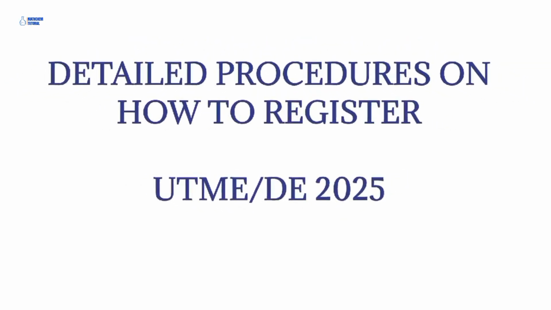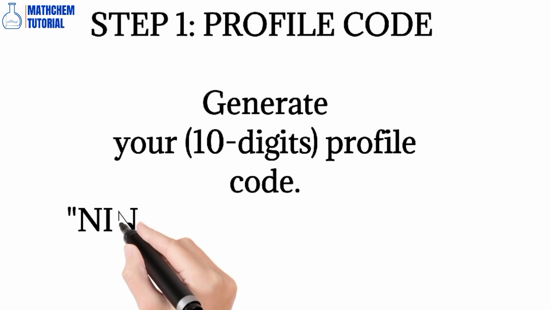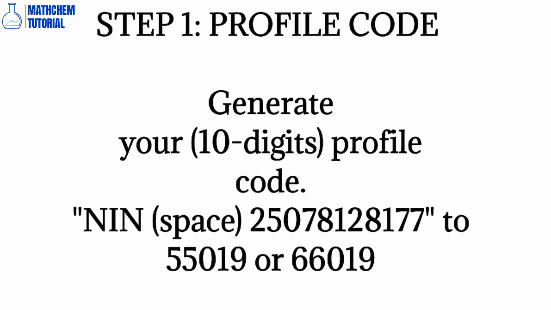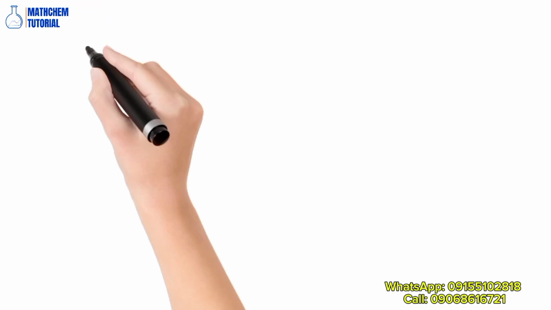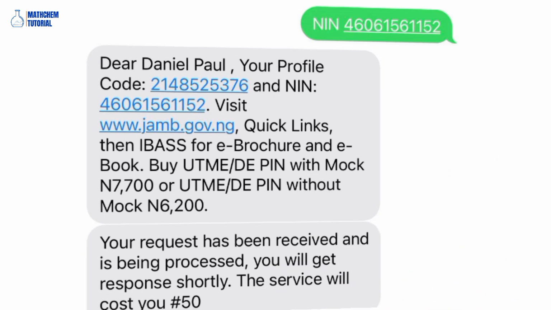Detailed procedure on how to register for UTME 2025. Step 1. Generate your profile code. It's a 10-digit number. Send your NIN to 55019 to get your profile code. If you have issues in generating your profile code, send it to our WhatsApp number. We'll rectify it for you.